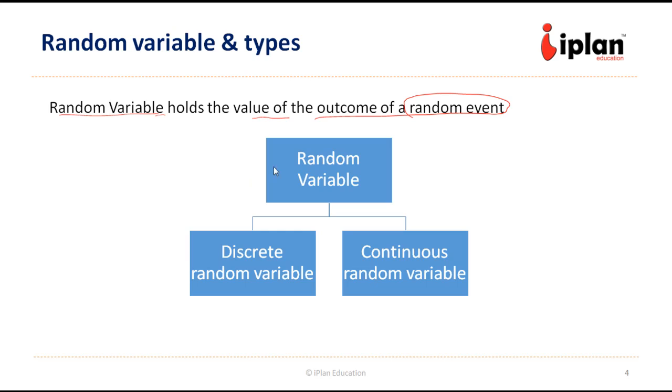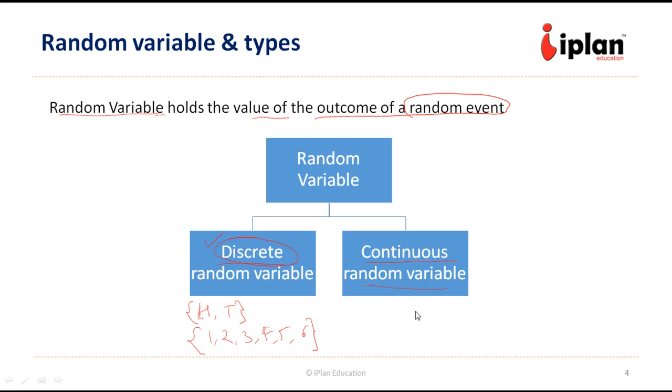Now random variable can be of two types, discrete random variable and continuous random variable. Discrete random variable can hold only discrete values which are fixed numbers. For example, heads or tails when we are tossing a coin, or when we are throwing a dice, it could be 1, 2, 3, 4, 5 or 6. So the number of values which this random variable can store are limited and fixed. So this is called discrete random variable, while there could be a continuous random variable.